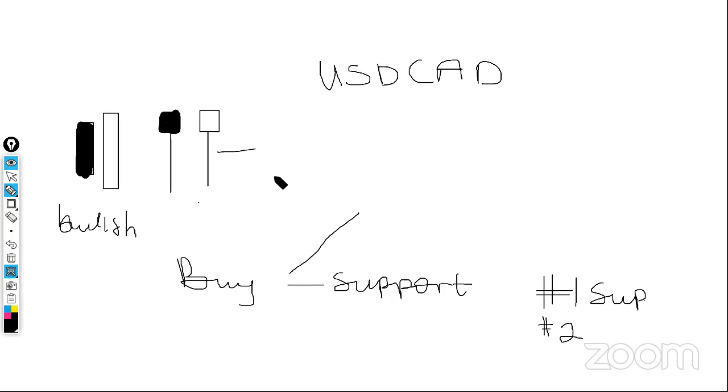And then we also have the piercing, whereby you have a bearish bar and then you have a bar closing that is above the middle of the bearish bar. So let's say, for example, I have a bearish bar.